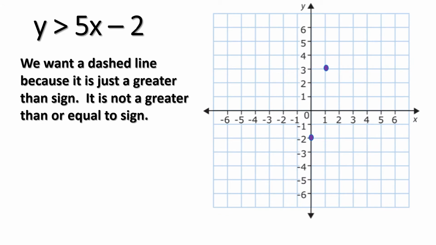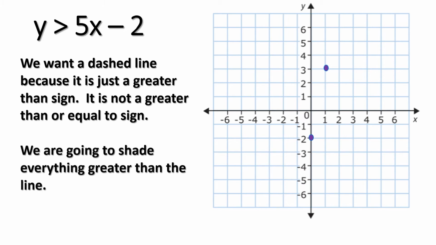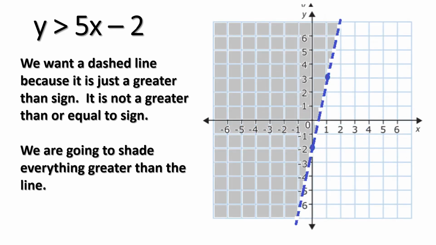We want a dashed line because it is just a greater than sign. It is not a greater than or equal to sign. And we are going to shade everything greater than the line. Here is y is greater than 5x minus 2 shaded on our coordinate plane.